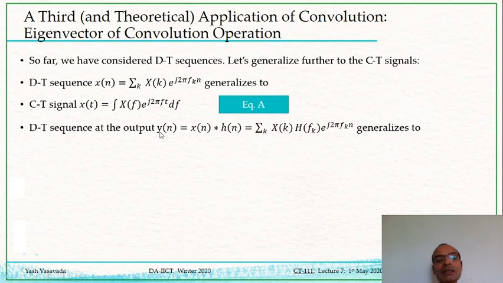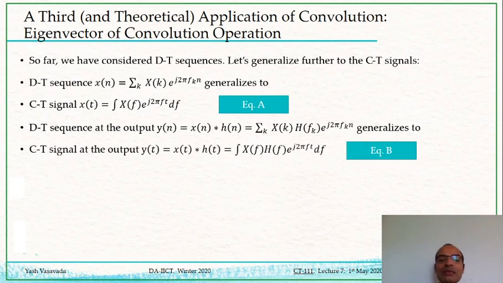Now remember the sequence at the output y of n, we have written it as convolution of x of n with h of n, and that from the previous slide had this particular expression. And so when we convert this to continuous time, again this summation will get replaced by the integral sign. There will be a d of f term here. But x of k and h of f of k will now turn into simply x of f and h of f. And so this is the continuous time signal at the output of the linear time invariant system, LTI.